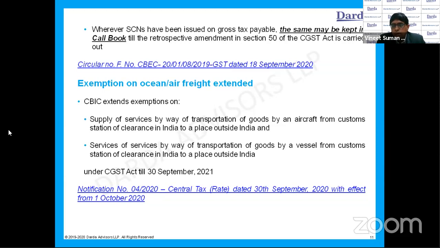Please note this notification came on 1st October with effect from only the 1st, but people were worried because consignment movement is on a daily basis for people.